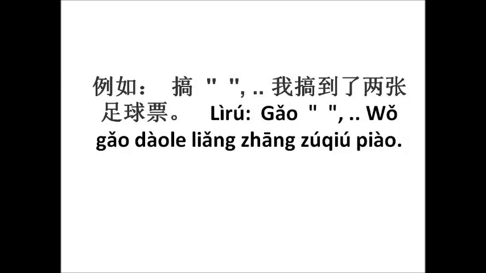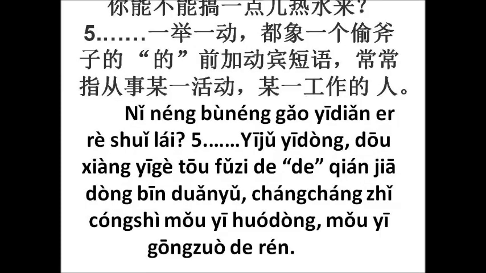Moving on to the second sentence. 你能不能搞一点热水来? Can you get some hot water? 你能不能, can you or can you not, 搞一点热水来? Can you bring some hot water? So here 搞 means to try to get something. 你能不能搞一点热水来? Moving on to the fifth grammar point.